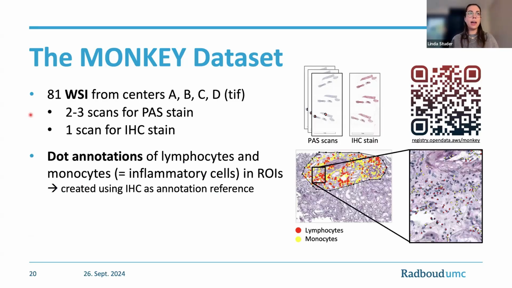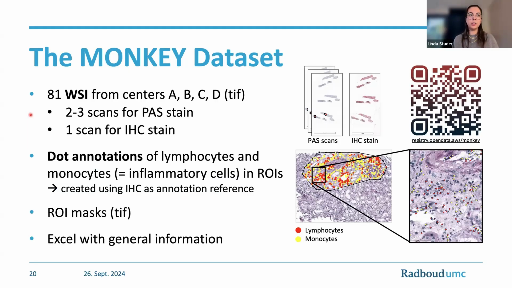Now, as already shown, we provide dot annotations of the lymphocytes and the monocytes, and also separately them combined as what I will refer to as inflammatory cells, in regions of interest. And of course, we also provide the region of interest masks, and then an Excel file with some general information about the rejection category and some information about the immunohistochemistry staining quality and the registration quality, in case people are interested in this type of paired data.